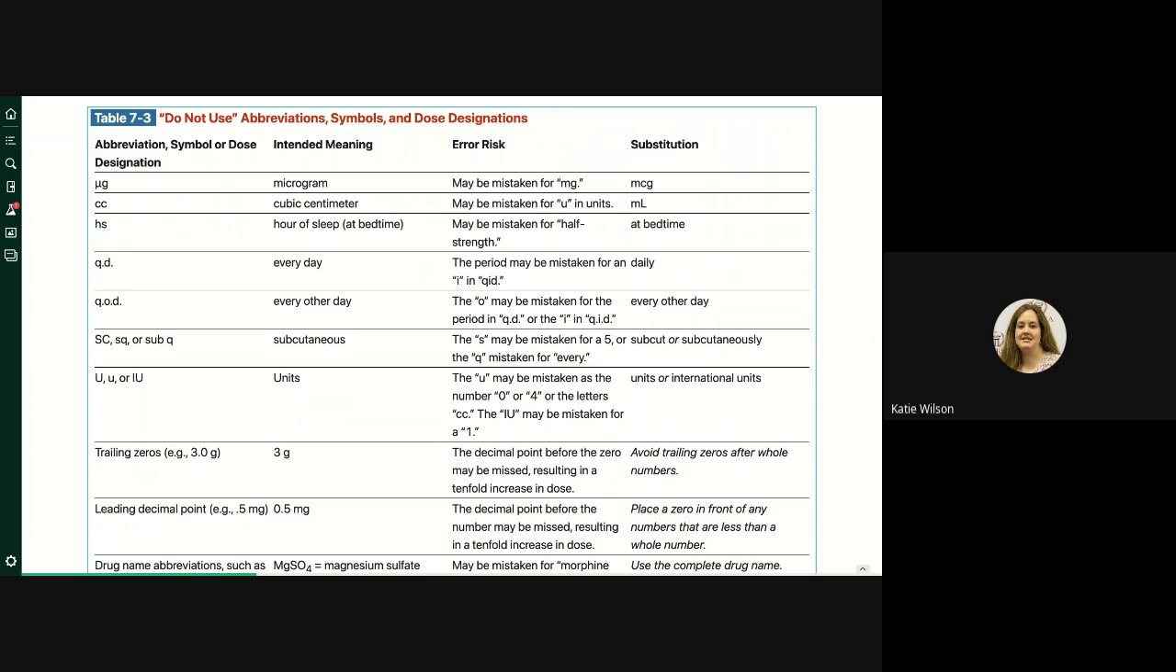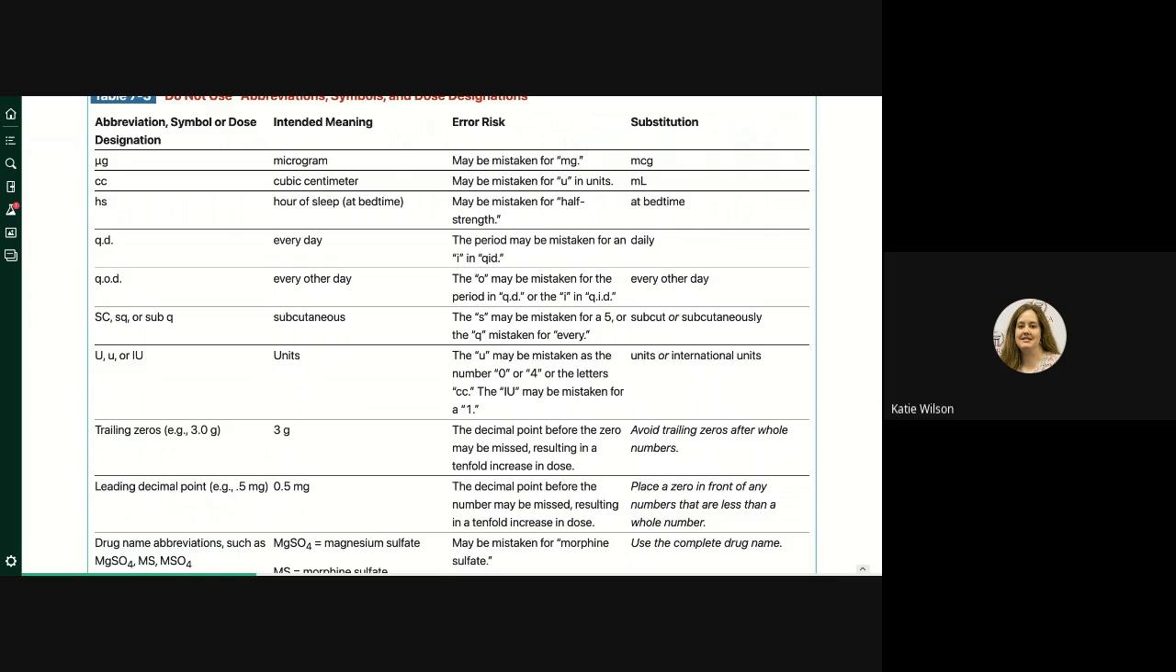CC, remember, we're not going to use that. We're going to use milliliters instead. HS means hour of sleep. It might be mistaken for half strength. And then QD, QOD, you see all of this list of what on the left-hand column is what the abbreviation or symbol is, and then on the right hand is what we should be using. Okay, so this is what we don't want to use on the left. What we should be using is on the right.